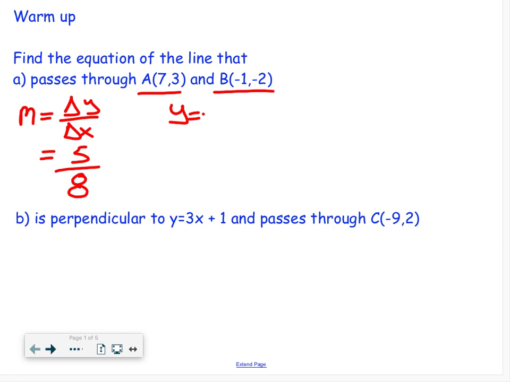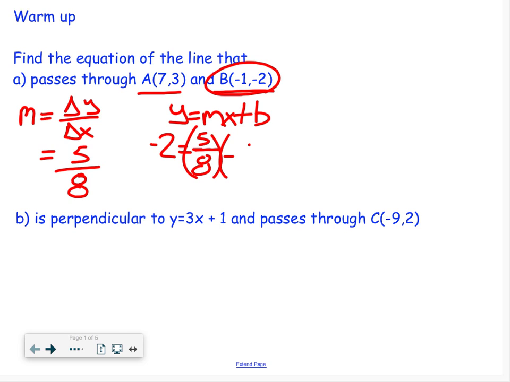So we've got y equals mx plus b. We sub in our points. I'm going to use point b because it's smaller numbers. So I'm going to have negative 2 equals, sorry, let's fix that, 5 over 8 times negative 1, plus b.